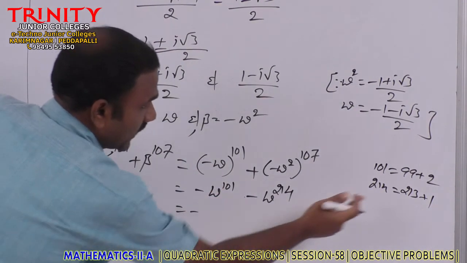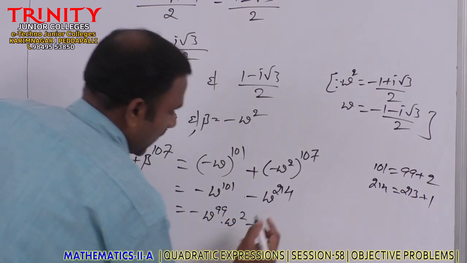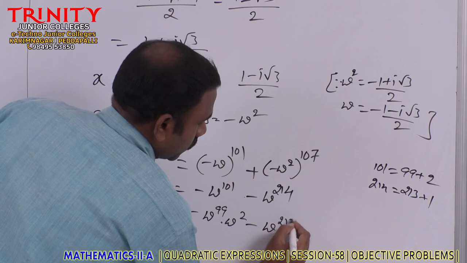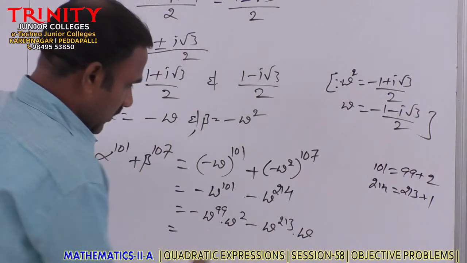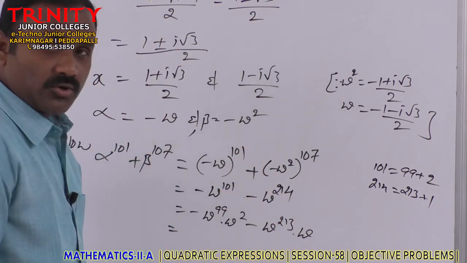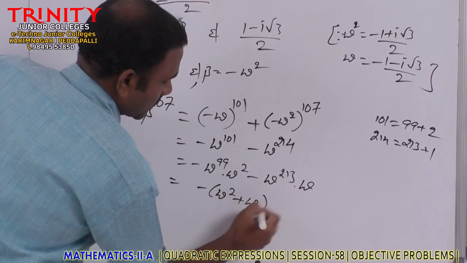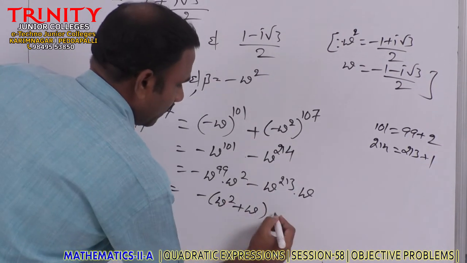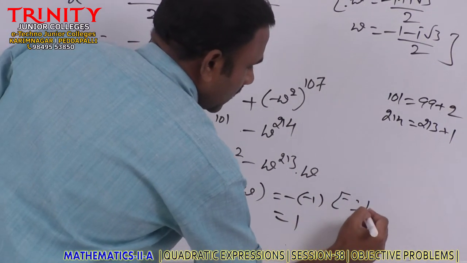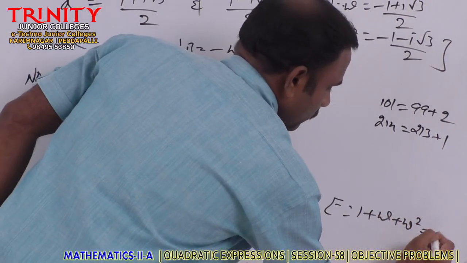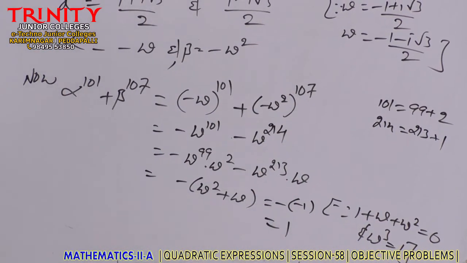That is minus omega power 99 into omega square, minus omega power 213 into omega. Omega power 99 value is 1. Omega power 213 value is also 1. Therefore, we will get minus omega square plus omega, minus omega square minus omega. Its value is minus of minus 1. The value is 1. Why? Because 1 plus omega plus omega square is 0 and omega cube value is 1. Then we will get the required result, plus 1.